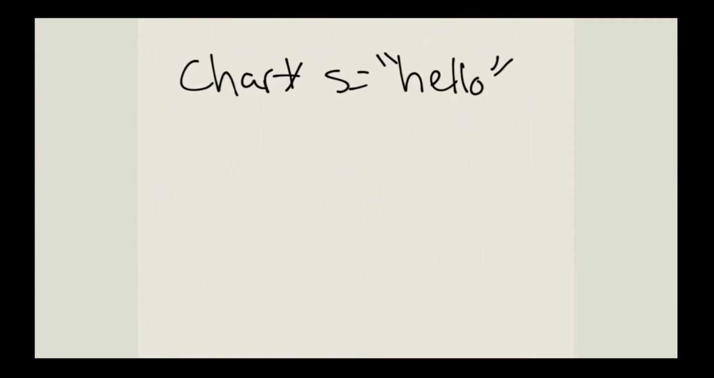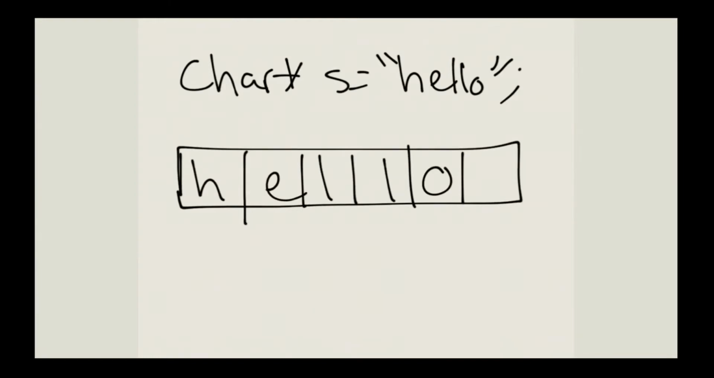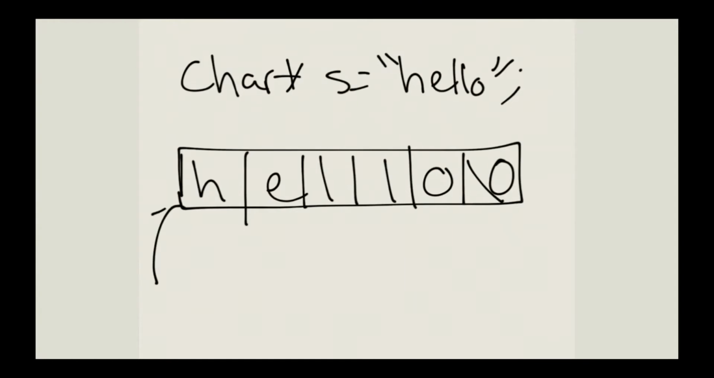So when I say, let's just say, char star s equals "hello", we have a block in memory. It needs 6 bytes because you always need the null terminator. And char star s is going to point to the beginning of this array. So s points there.